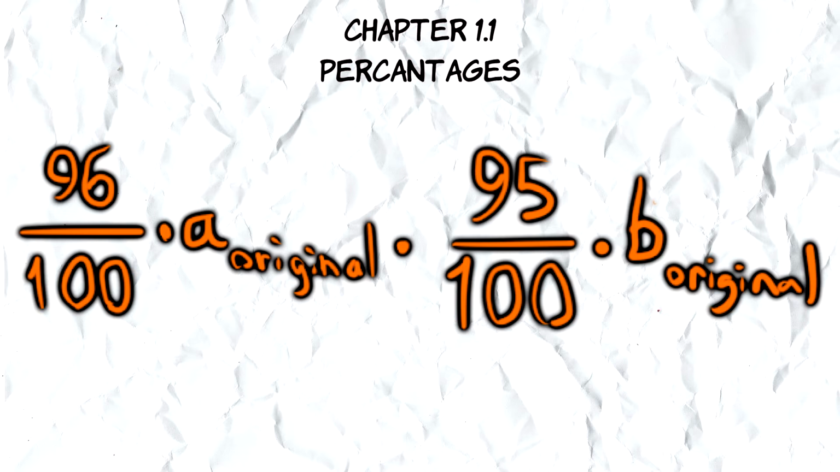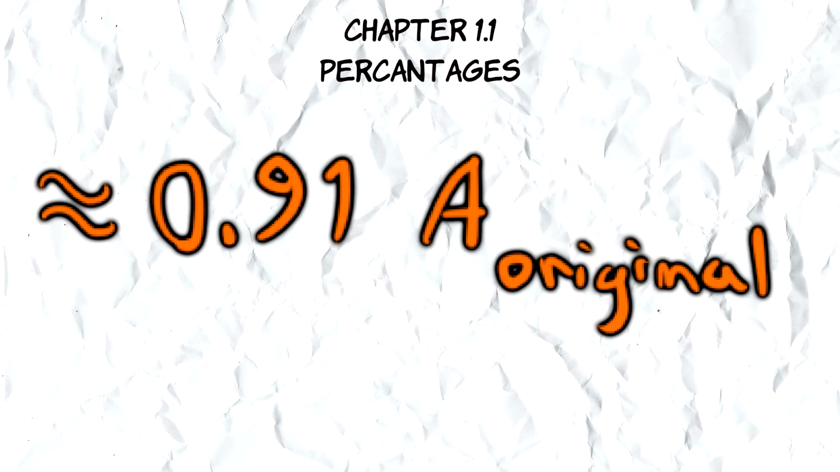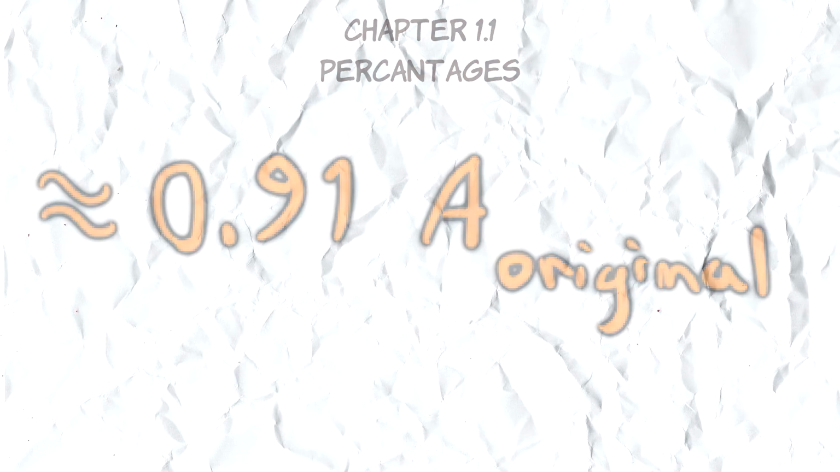If we go ahead and multiply them, we will get 114 over 125, multiplied by the original length and width. Then, as a final result, we would get 0.91 of the original area. This demonstrates that the error was rather significant, since the spaces were really decreased by around 9%, not 20%.